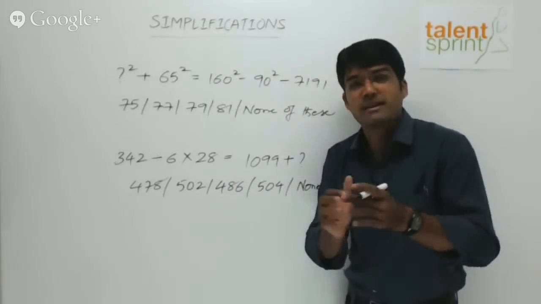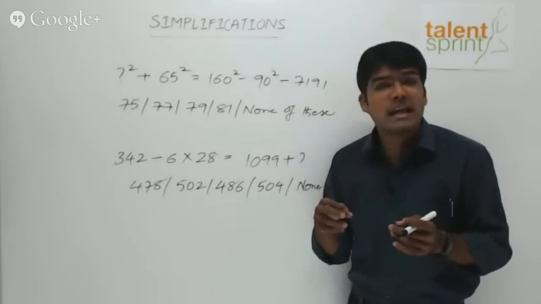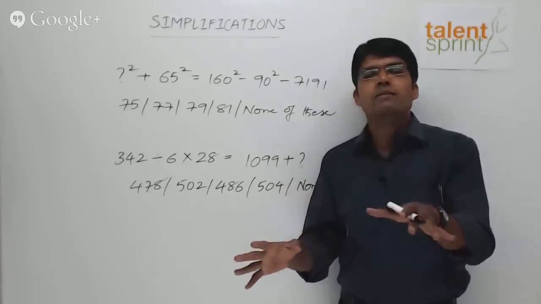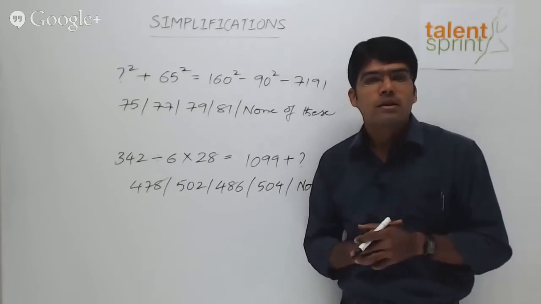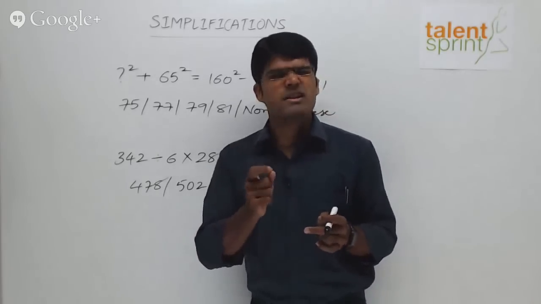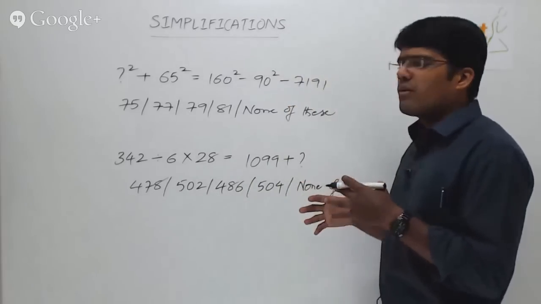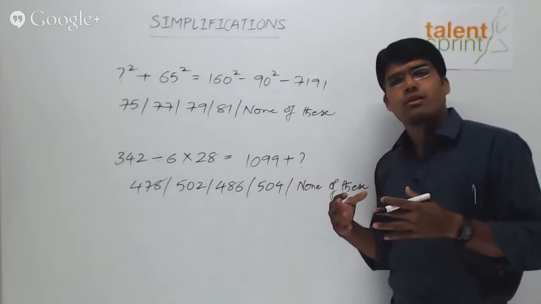78 may be the right answer, but that's not the right approach, because this question can actually be answered without doing any of these calculations, in a smart way. Now, what I'm going to explain here is called the units digit method, or units place method, which I'm sure most of you are aware of. What do you mean by this units place method, or what actually happens here?